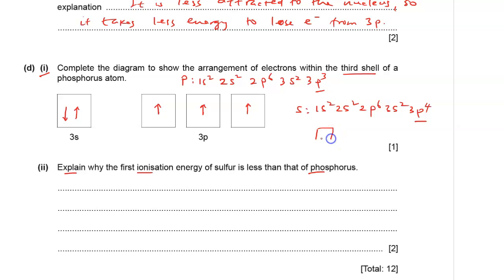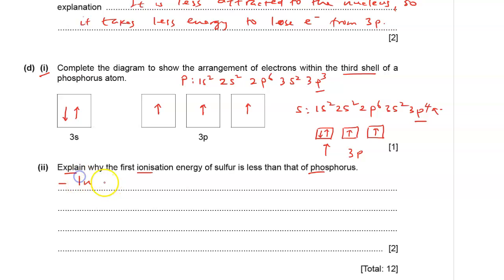If we draw the configuration, this is the 3p orbital for sulfur. Sulfur will have one of the orbitals with a paired electron because there are 4 electrons. For the first ionization energy, the electron will be removed from this pair. When electrons are paired up, they repel each other, therefore you'll need less energy to remove one.